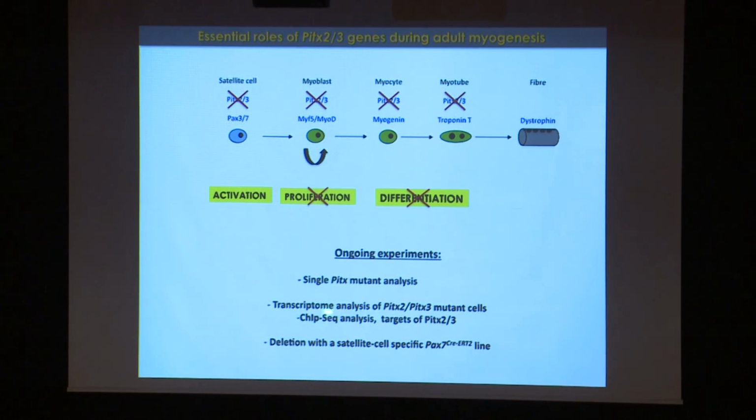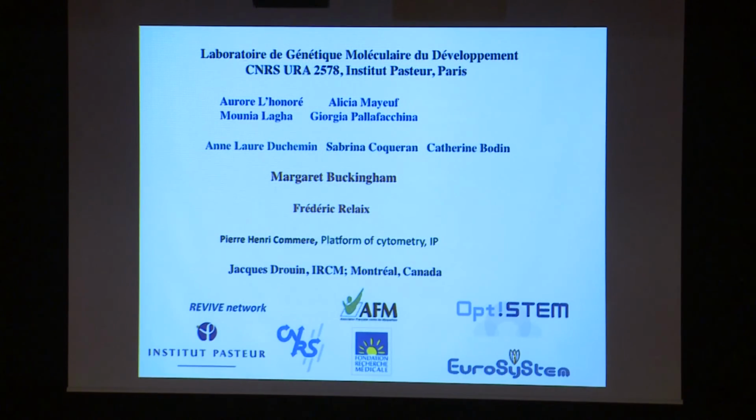We're also studying, this is going on and almost finished, the single PITX mutant. And we're also performing the transcriptome analysis because we would like to know exactly what is the function of these genes. Why do cells undergo senescence? Why is proliferation affected? Why is differentiation compromised? Several genes must be missing or altered in this PITX deficient satellite cell. So all these things are going on, and I just would like to mention some people in the lab.